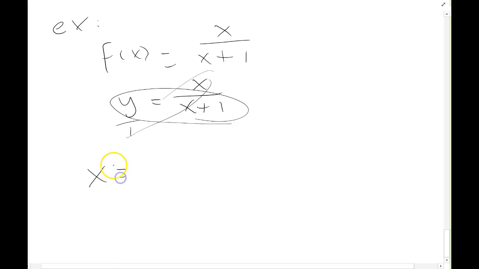So that gives me x times 1 is equal to y times x plus 1. And it doesn't matter which one you write on which side. It's okay. You could have easily written y times x plus 1 equals x times 1. No big deal. Now I'm going to multiply these things through, so that distributes, and x times 1 is just x.